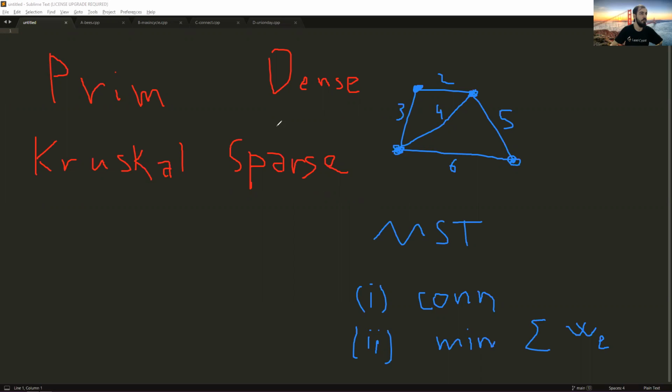So let's first cover Kruskal's algorithm. In Kruskal, there are different implementations. The most efficient that I know uses a data structure called disjoint set union, or alternatively union find.